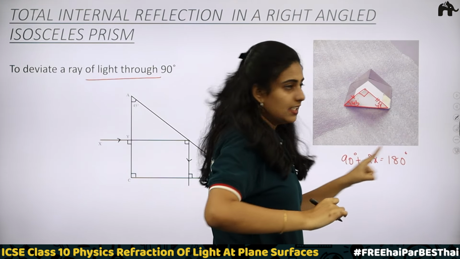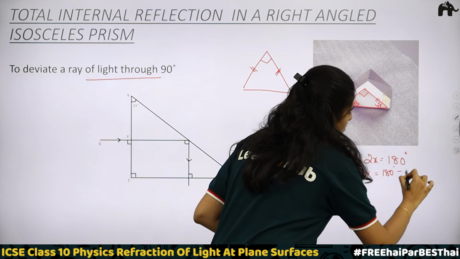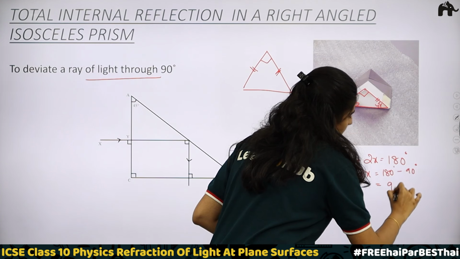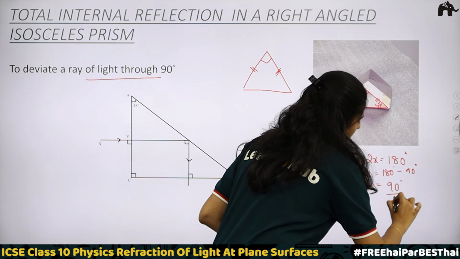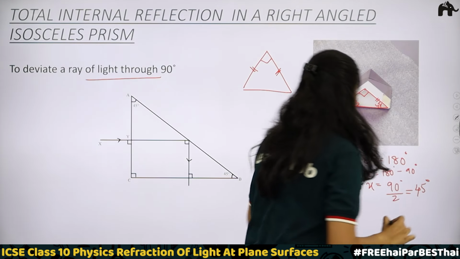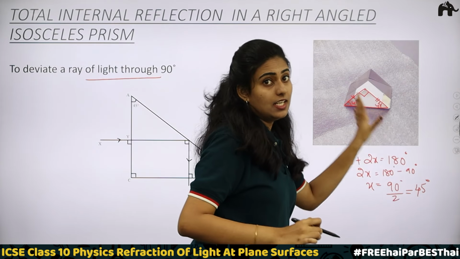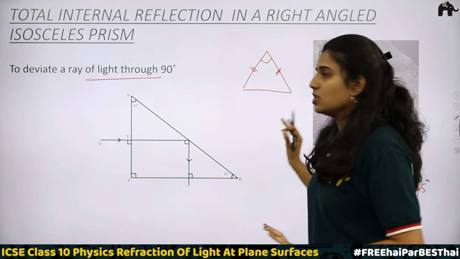Okay, 2x plus 90 degree equal to 180 degree, which means 2x is equal to 180 degree minus 90 degree, which is 90 degree. Then x will be 90 degree divided by 2, which is 45 degree. This is how you are getting two angles of 45 degree and one angle of 90 degree in case of a right angle isosceles prism.